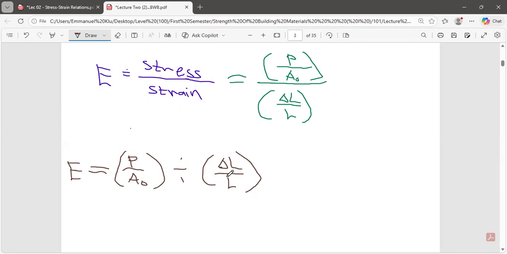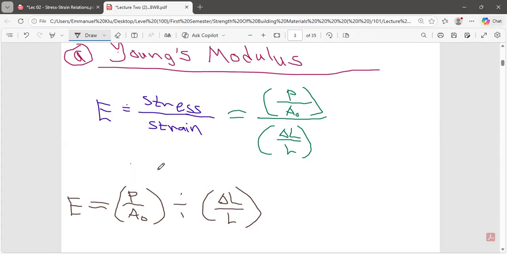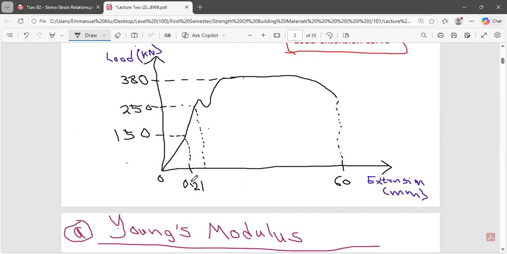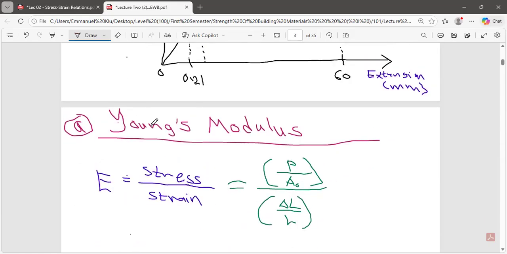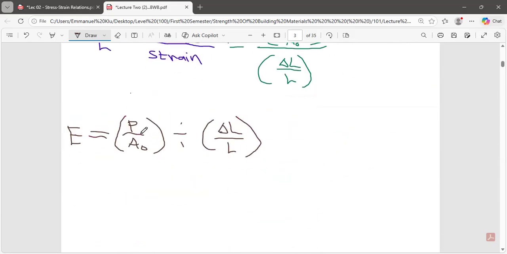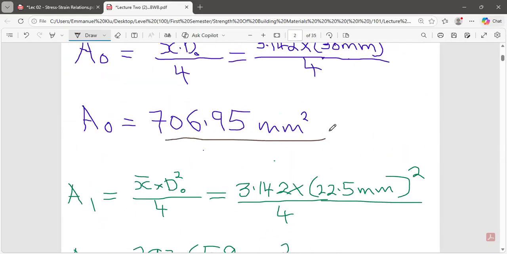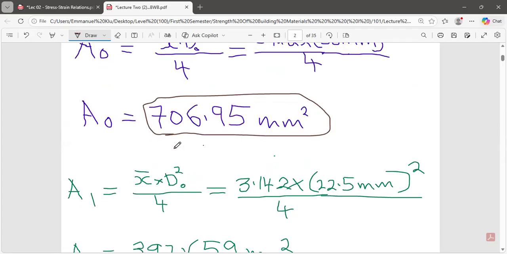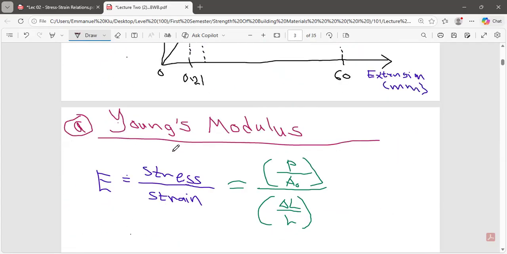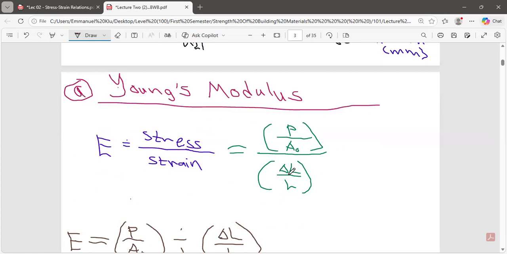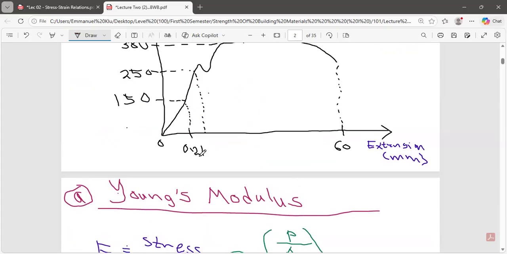Since this is the problem we're having over here now, we can just do substitution and then we are good to go. The load, we say we are going to use 150 because it has an extension of 0.21, which is known. So in place of P, we are going to put that load. The area AO has already been calculated, so we are going to be using this area exactly. The change in length, we are going to use 0.21 as you are seeing over here. It has already been provided, making life easier.